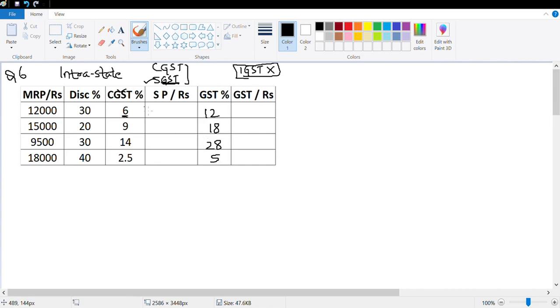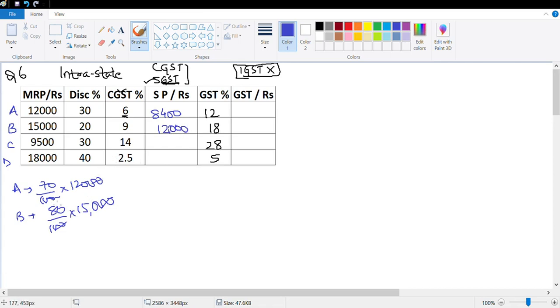So let's calculate the SP. So SP is 12,000 with 30% discount, which means, let's again give this a name so that it's easier for us to check. This is A, B, C, D. So for A, SP will be 70% of 12,000, which is 8400. Perfect. For B, it will be 20% gone, so 80%. So 80 upon 100 into 15,000, which is 12,000.